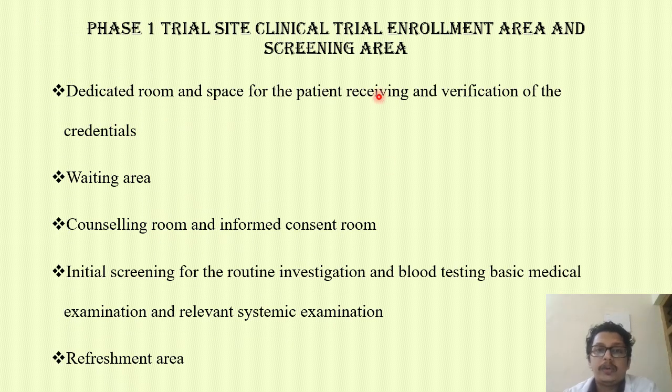For a phase 1 trial site, a clinical trial enrollment area and screening area should consist of a dedicated room space for the patient receiving and verification of credentials. Then a waiting area should be there. Then a counseling room and informed consent room should be there. Then initial screening for routine investigation and blood testing, basic medical examination and relevant systemic examination should be arranged properly. Then the refreshment area should be there.